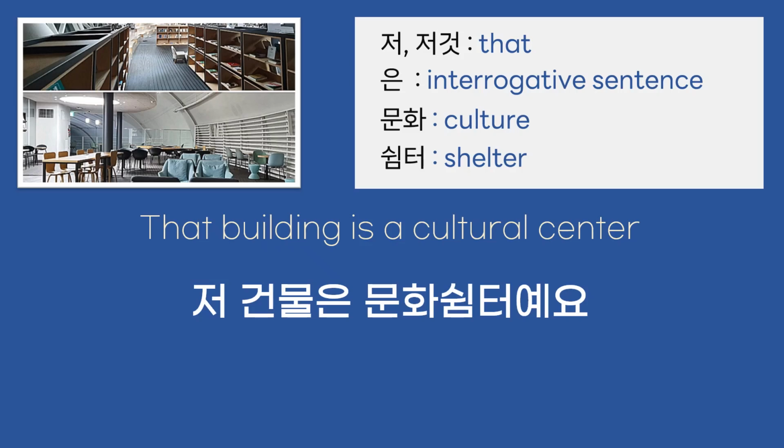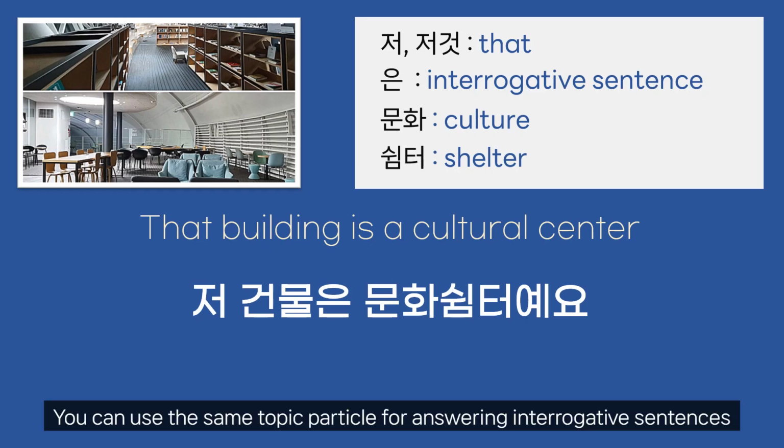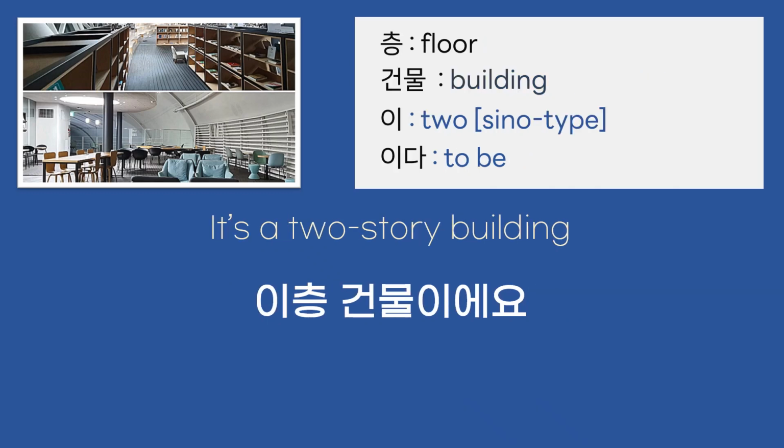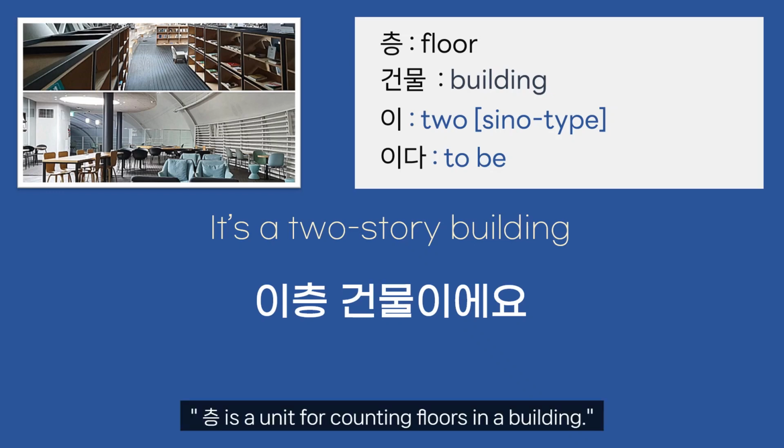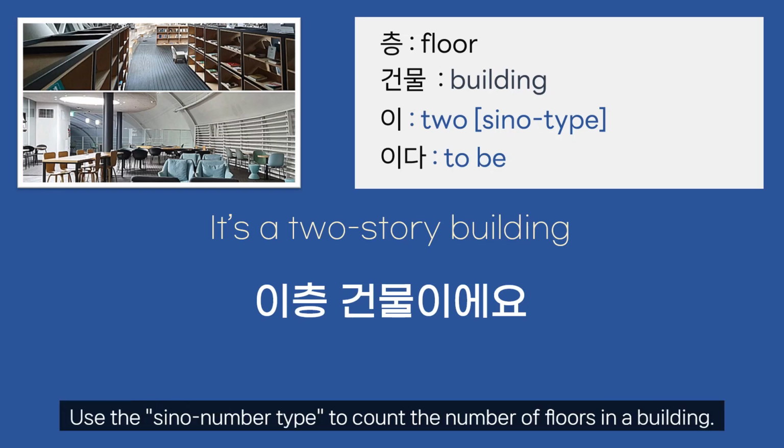저 건물은 문화쉼터예요. You can use the same topic particle for answering interrogative sentences. 2층 건물이에요. 층 is a unit for counting floors in a building. Use the Sino number type to count the number of floors in a building.